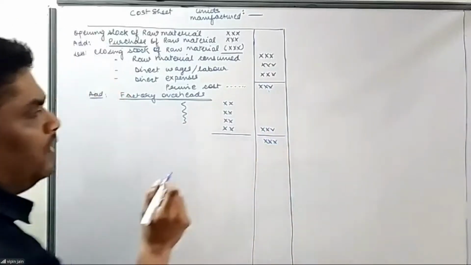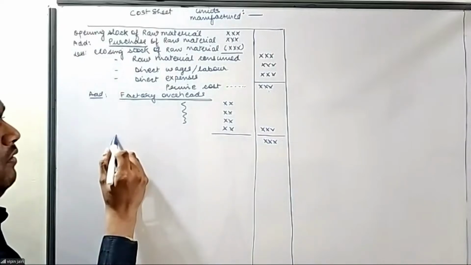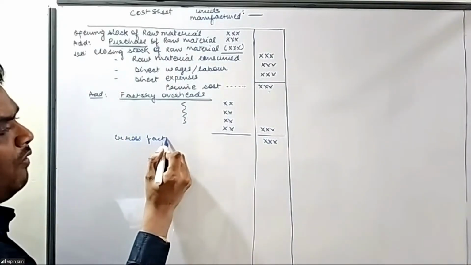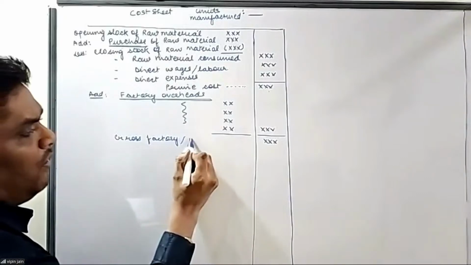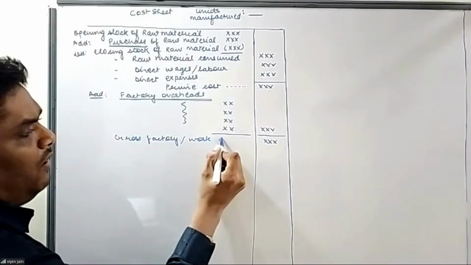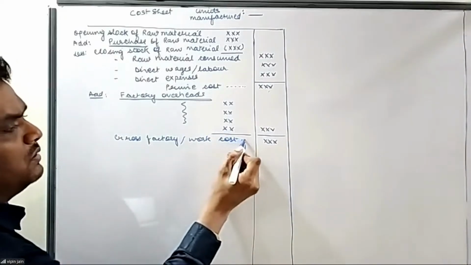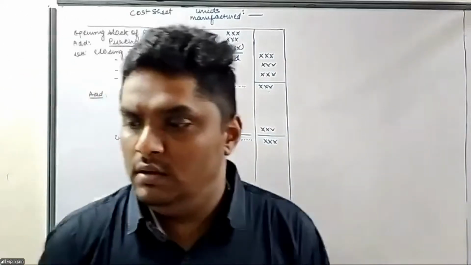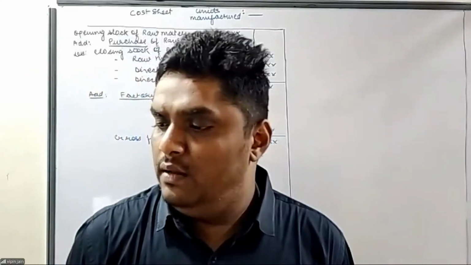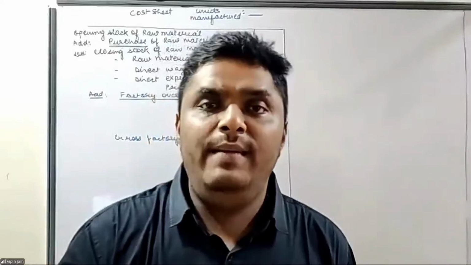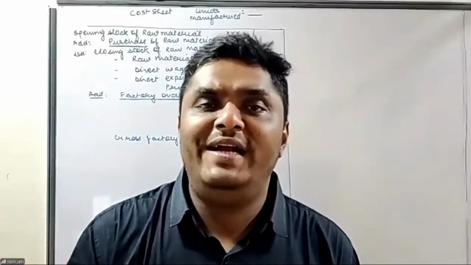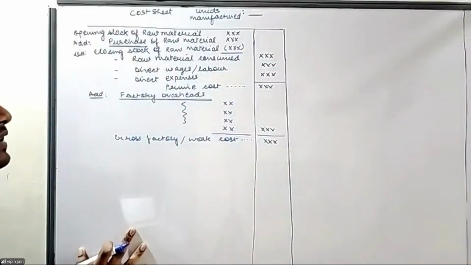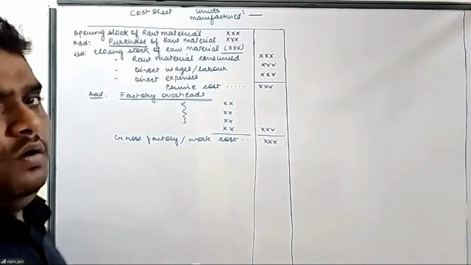The final amount we will be getting is the gross factory or works cost. So in prime cost, we will add all the factory overheads. After adding the factory overheads, we will get the gross factory cost or work cost.